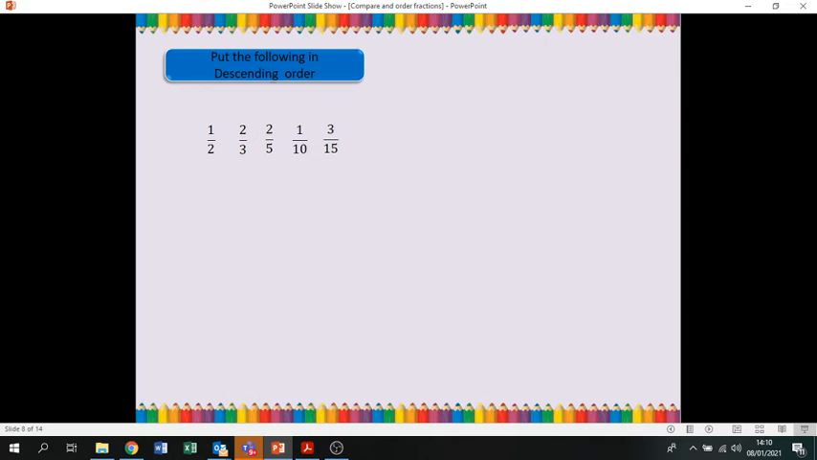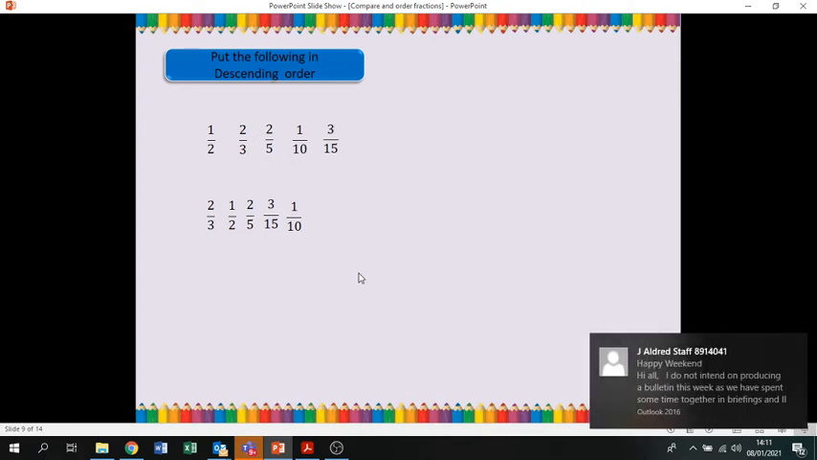So when you put them in order, you should have got from biggest to smallest: 2/3, 1/2, 2/5, 3/15, and then 1/10. So make sure you've marked the ones you've done. If you've made any errors, correct them now, so when you come to revise, you understand where you went wrong. And well done if you got them right.